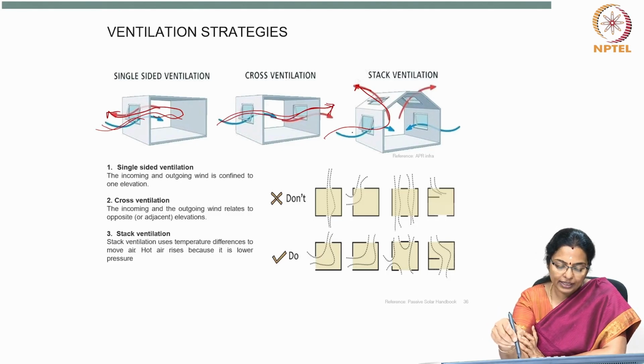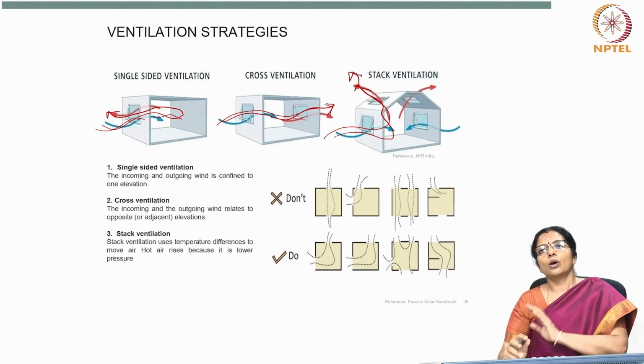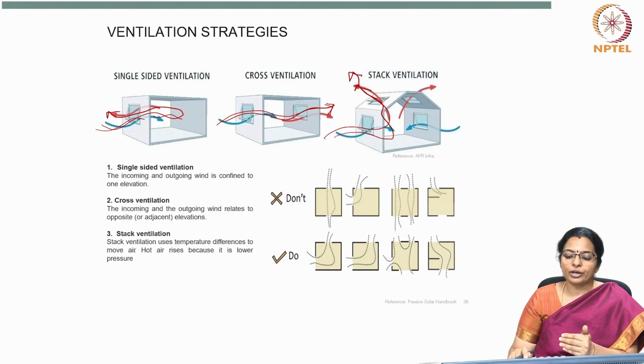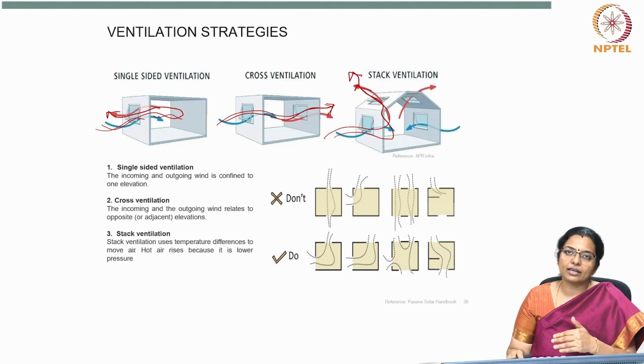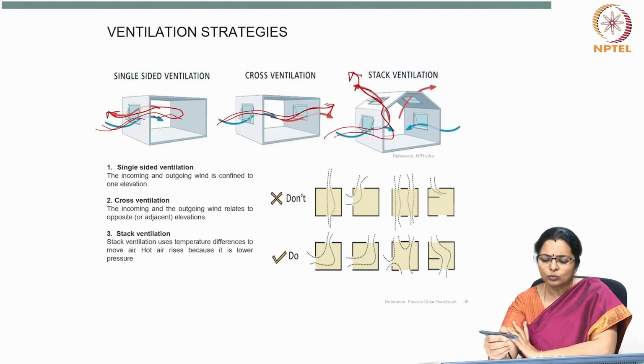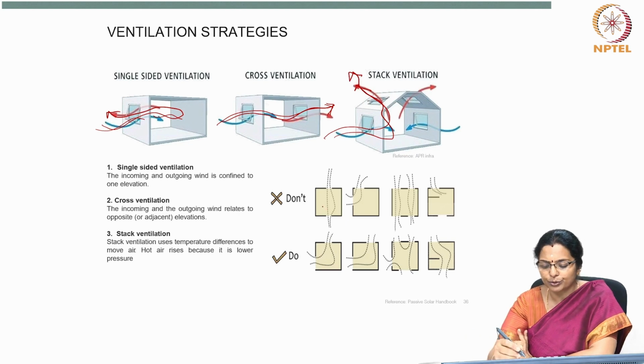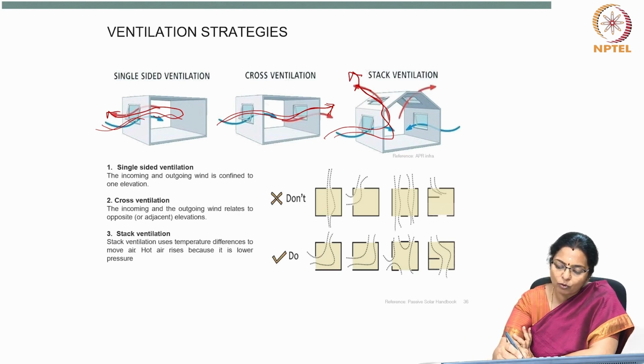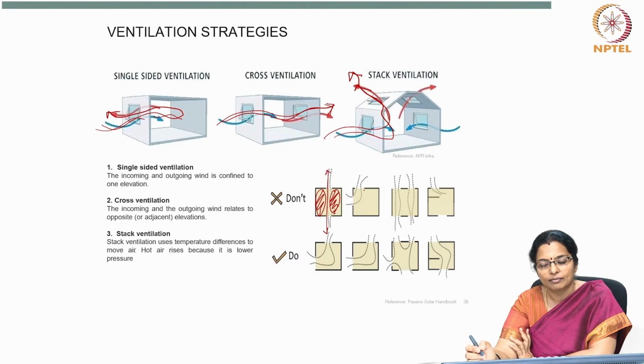In stack ventilation, it uses temperature differences to make warm air rise and escape, which means it is important to have an aperture at a higher level. What we shouldn't do and what we should do is, you must not have openings directly facing each other. If you do that, then a large part of the interior area can fall into wind shadow region.